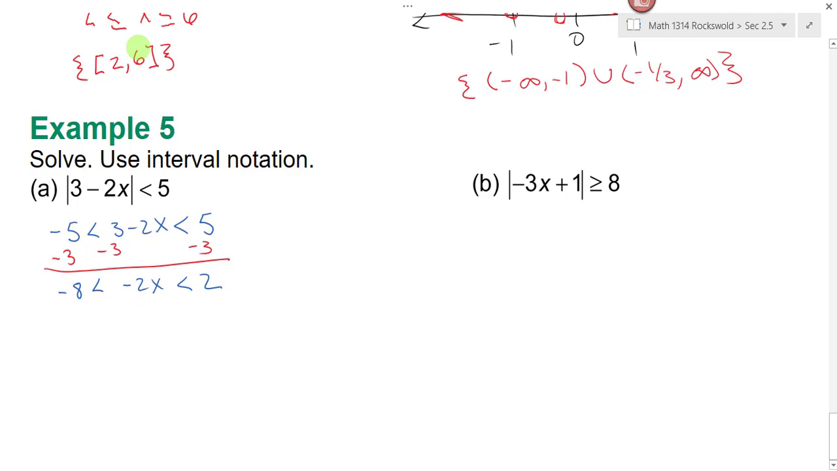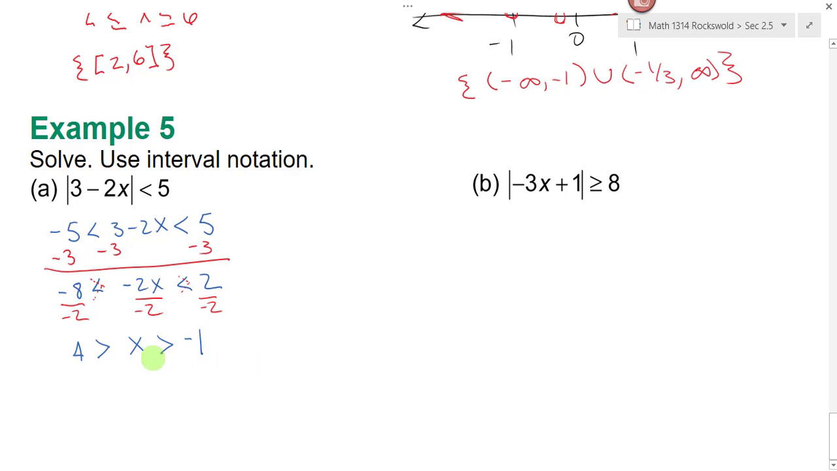Now what? When I divide by negative 2, what do I have to remember to do? Flip the signs. Don't forget to flip the signs if you multiply by a negative. So what do I get now? Negative 8 divided by negative 2 is 4, is greater than x, is greater than negative 1.